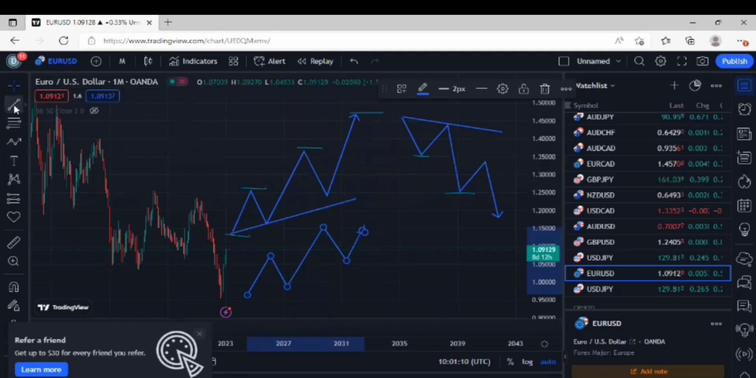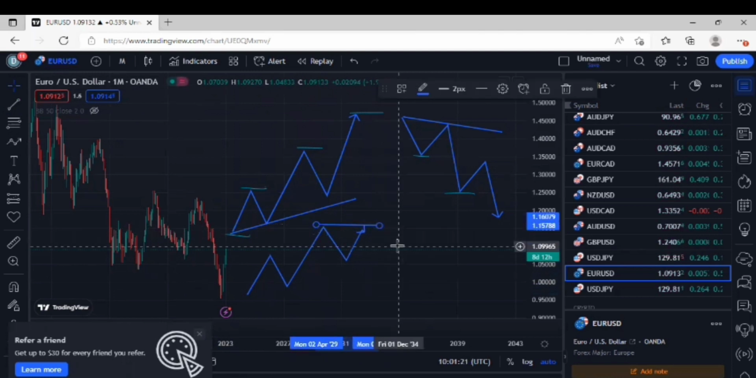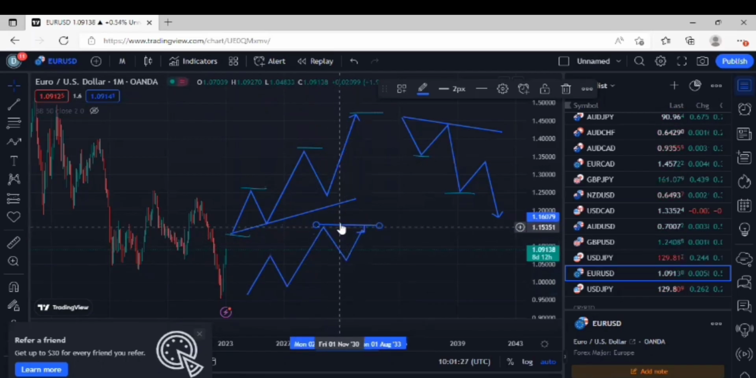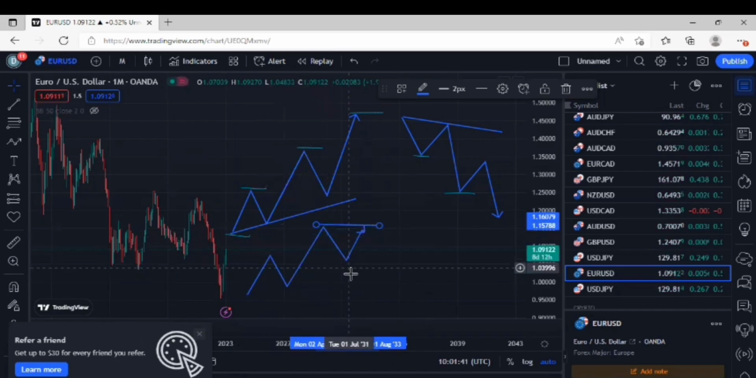The moment the market cannot create a higher high in an uptrend, that means there is a potential reversal. So the moment the market cannot create a new high, a potential reversal is looming. Here there is a break of structure. This move broke this structure, created a new high, pulled back. But the moment it couldn't create a new high here, then you should be watching out for a potential reversal.